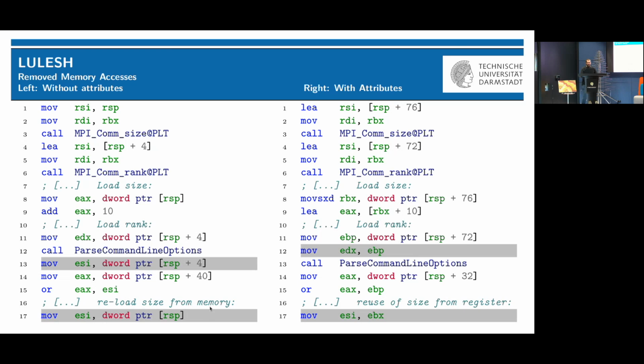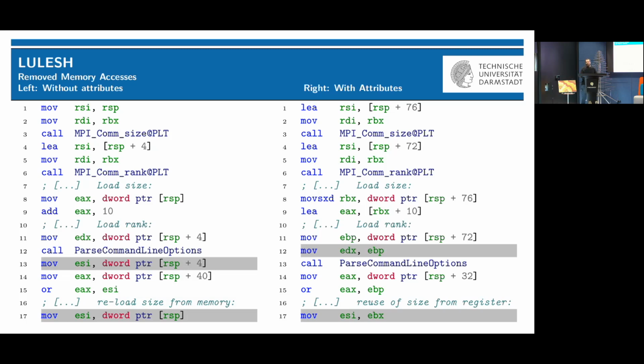On the right-hand side, you see that this reload of size and rank after this parse command line options function is not happening anymore. Because here we store it into a different register so that the register will not be overwritten by the function called here, and then we can just reuse a register for the size. We see that the compiler now removes some basically unnecessary memory accesses. And the reason why this is happening is that for MPI_Comm_size and MPI_Comm_rank, if we have a look at the MPI standard, we know that if you call Comm_size or Comm_rank, it will tell you the current rank of the process in the given communicator, and this value will not change anymore if you use the same communicator.